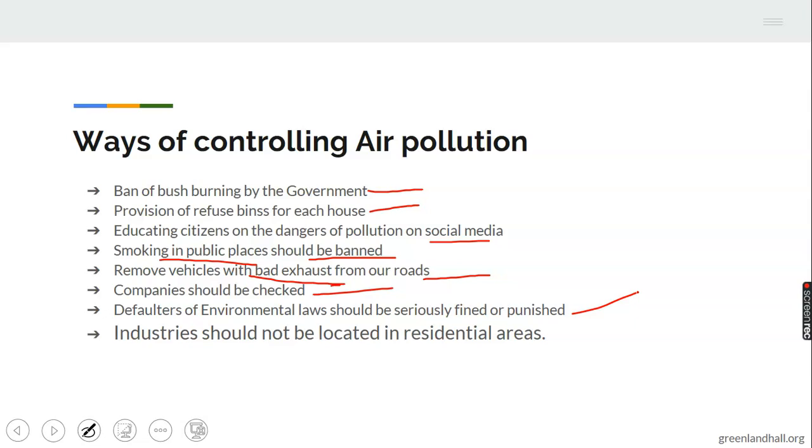Then industries should not be located in residential areas. Residential areas means where people are residing, where people are living. So industries should be located very far from where people are residing, so that they will not be able to cause harm from their machines and whatever they are using to produce whatever they are producing.